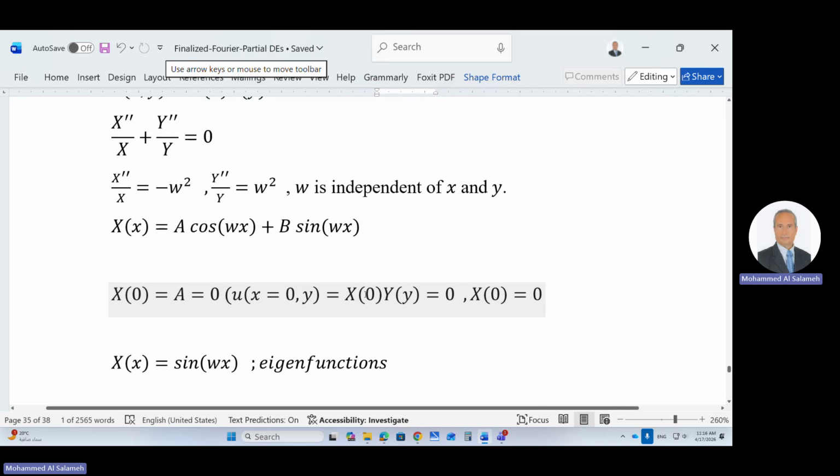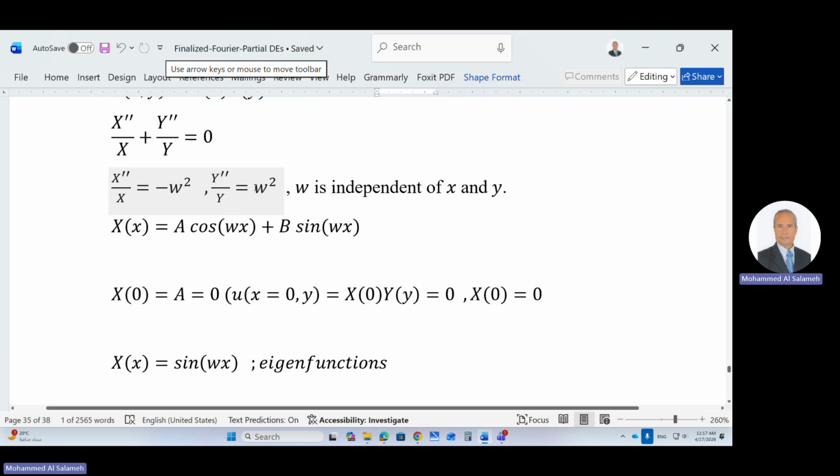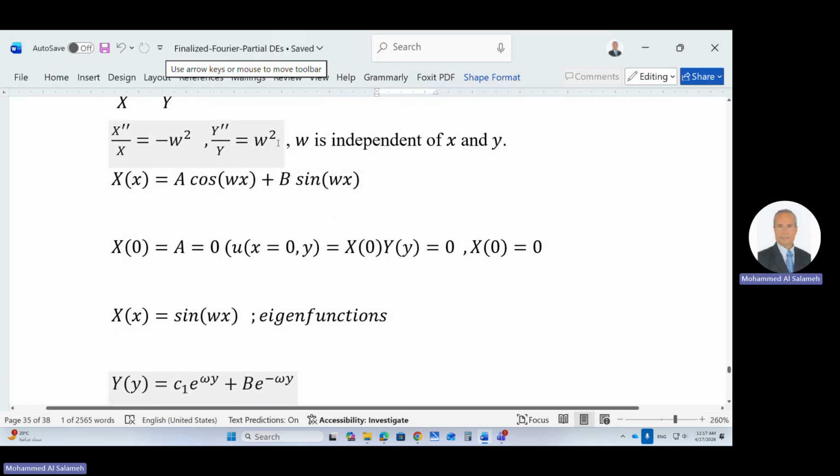So if we put here x at 0 and y at y, as we said before, the function at one point is equal to 0, not all the other function is equal to 0. So x at 0 equals 0, and we have the function sine omega x. We do not put the constant because we will have a summation or integration after that, and we will put the constant then. Now y as a function of y. If you put this here, it will be positive. So m squared equals w squared, m equals plus or minus w. So it will be exponential: c1 exponential wy plus b exponential minus wy.